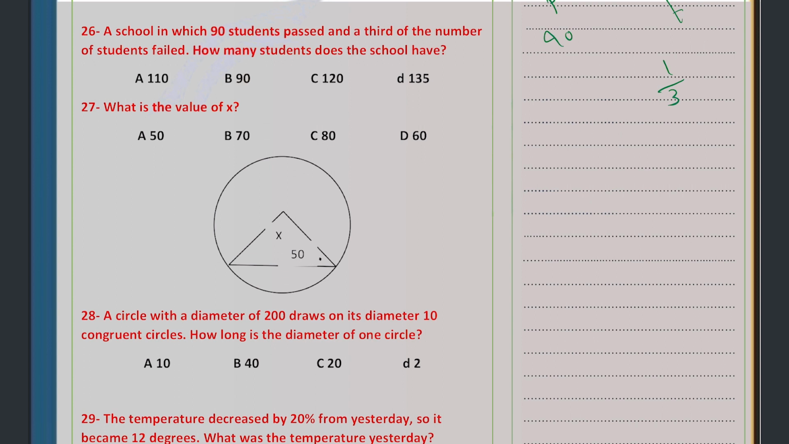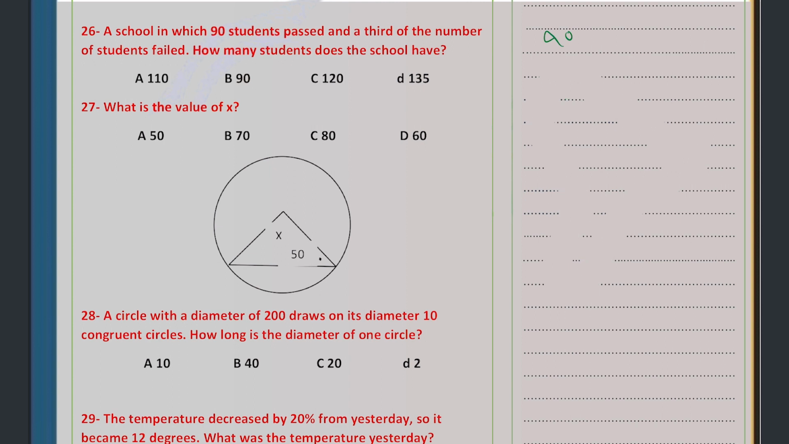So if this is one third, I will take 3 shares. The failing students will take 1 share and the passing students will take 2 shares, because the total of the shares is 3. If 90 represents 2 shares, then 1 share represents 45 students. So we have 45 failed and 90 passed. So the total will be 135 students in the school.